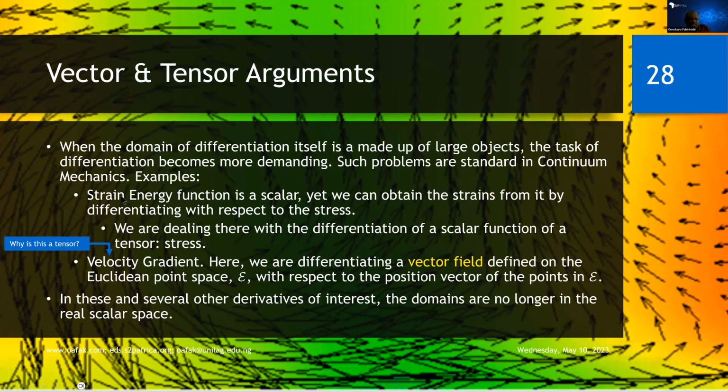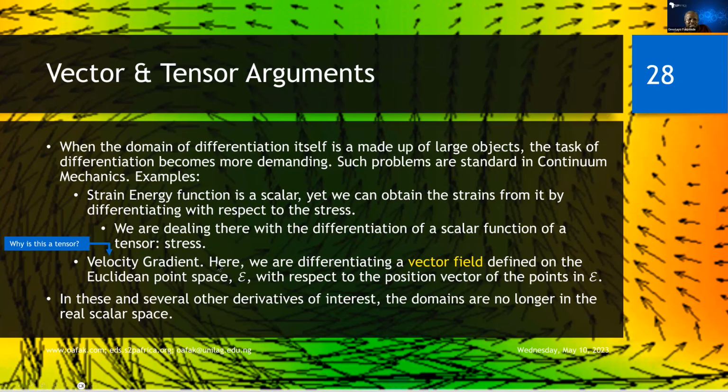For example, the strain energy density is a scalar, yet we can obtain strains from it by differentiating with respect to the stress. We are dealing here with differentiation of a scalar function of a tensor, that is stress.